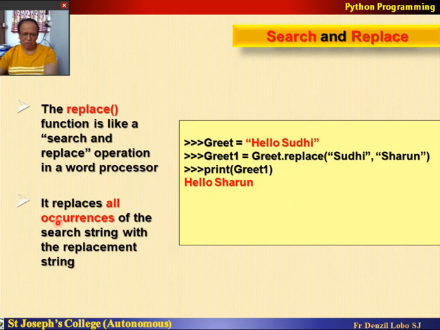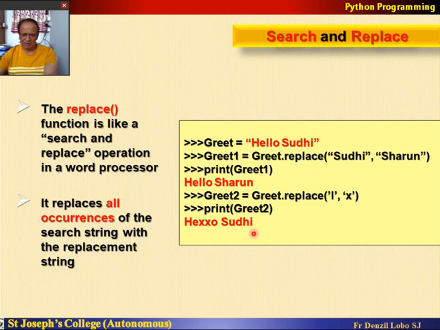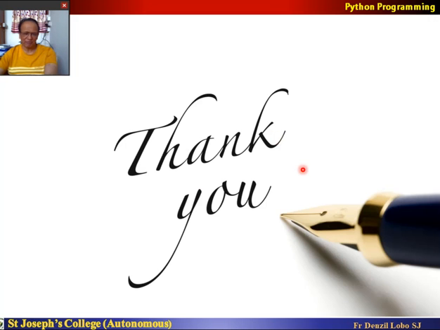It replaces all the occurrences of the search string with the replacement string. For example, greet2 replace L with X. As you see, there are two Ls. So you say print greet2, it is going to print hexxo Sudhi. That is, all the occurrences of L are replaced by X. So this is the replace function, find and replace.